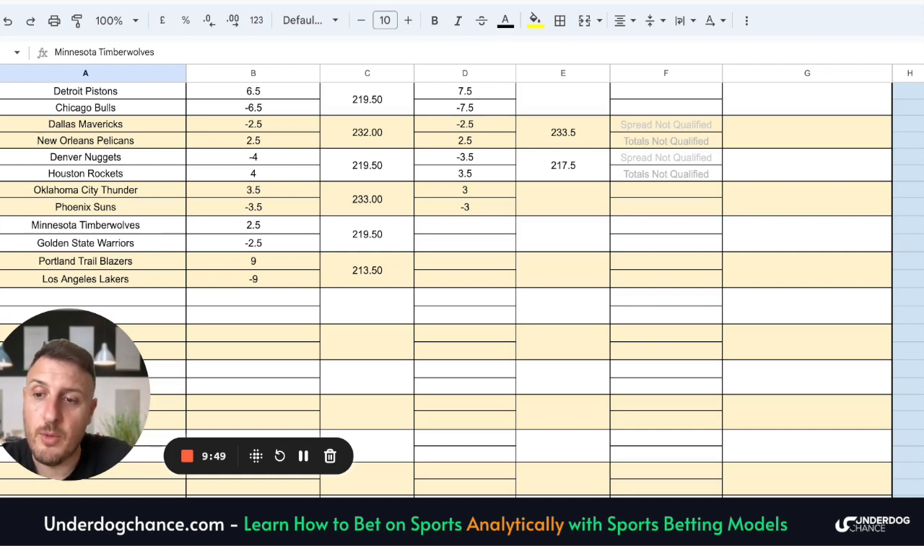And the last game, Portland against Lakers, I have Lakers at minus 9, projected on Portland plus 9. And so again, if you can get Lakers at minus four, right? This would be a 5-point difference, then this would be a qualified bet. And if you can get Portland at plus 14, then this would also be a qualified bet.